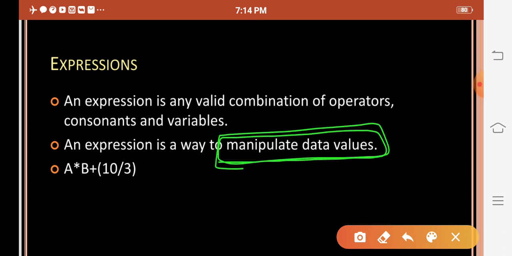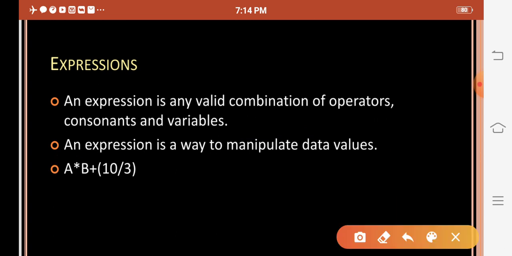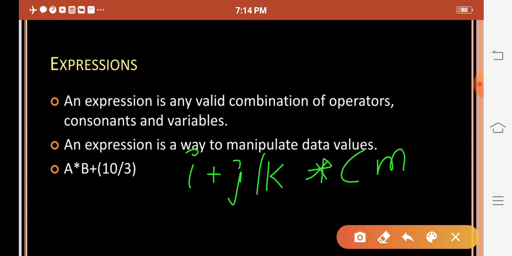To manipulate means to perform some changes on the variables, on the data values. For example, if I write a multiply b plus 10 divide 3, it is a simple expression. Or I can also take one example like i plus j divide k multiply m divide n. So this is another expression. But remember one thing, there is a difference between expression and statement.